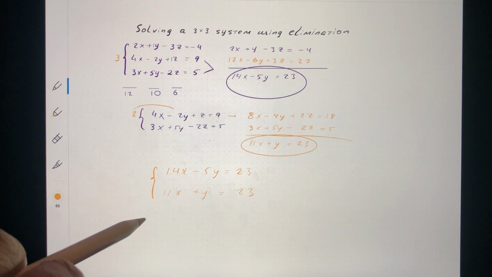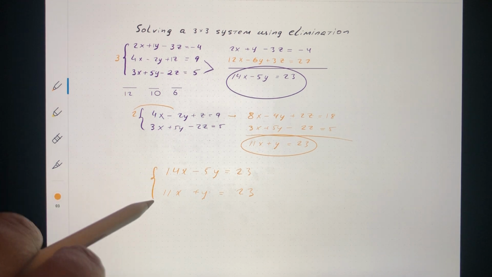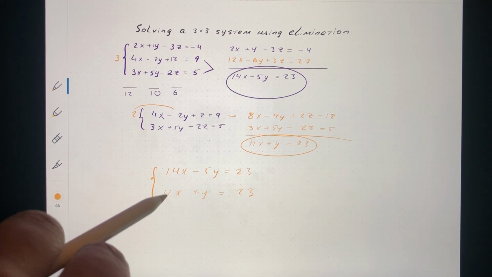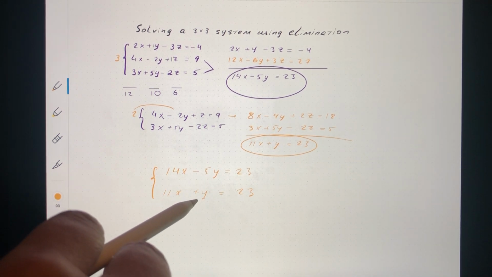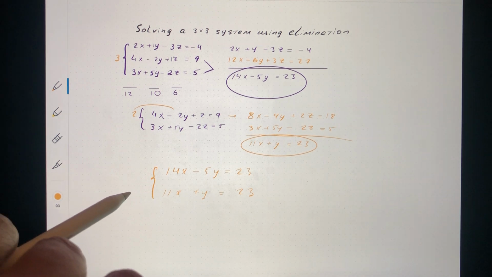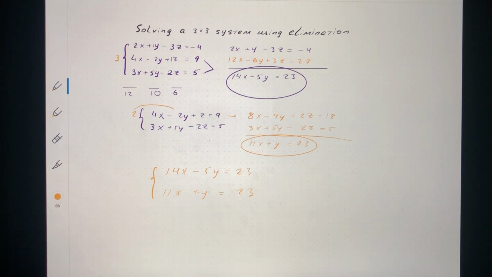Now we can choose to cancel the x's, but we will be looking for the common denominator between 14 and 11, and that is a big number. Or we can cancel the y's. Then all we need is plus 5 and minus 5, which means multiplying the second equation by +5. And that makes the first equation unchanged. We can copy it over. Minus 5y is 23. And then 5 times 11 is 55x. 5 times y is 5y. And 5 times 23 is 115.